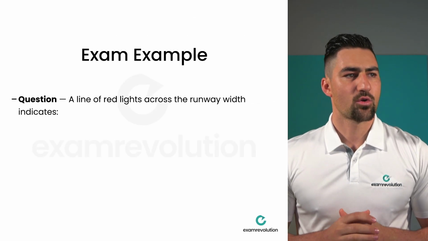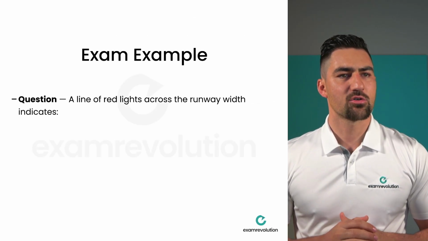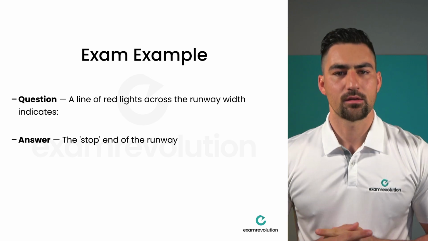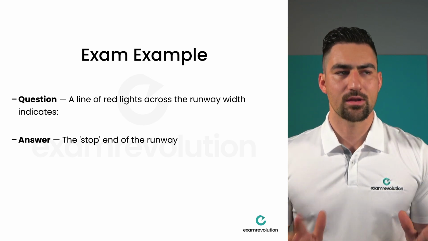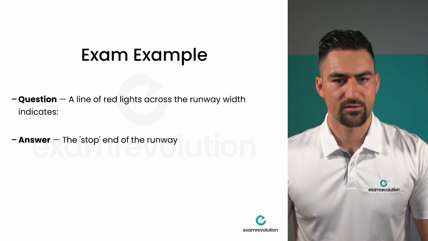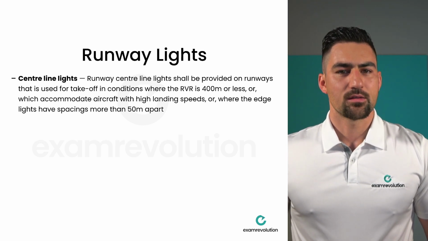Then this is an example of a question. A line of red lights across the runway width indicates, and the answer would be the stop end of the runway. You won't have any other red lights on the runway unless it is for the stop end. Okay, the other lights will never be red. Then that was end lights.